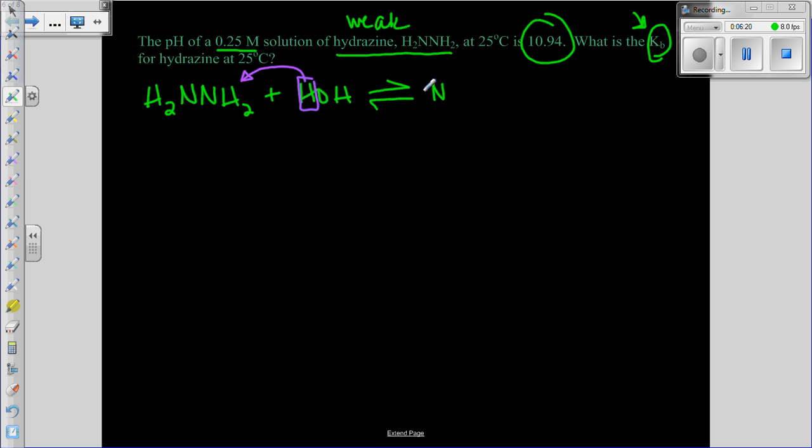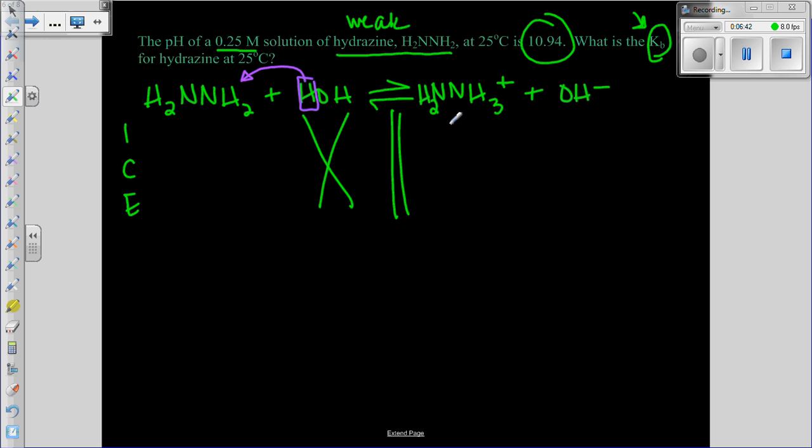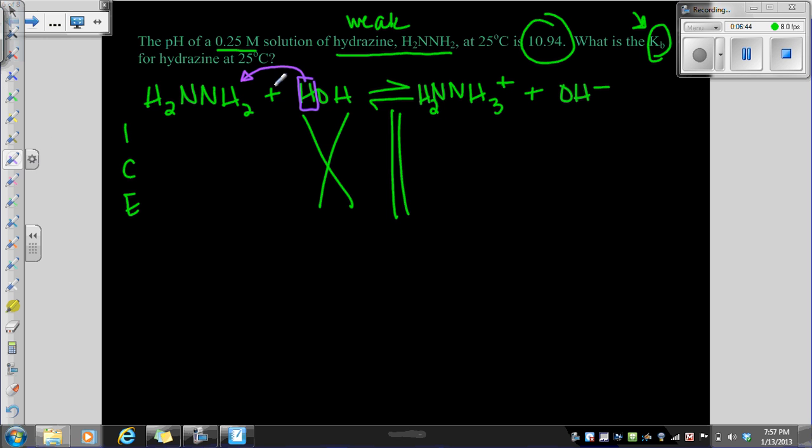Write the base as it is. So, H2NNH2, and then you're adding an additional hydrogen here. Now, this was neutral. You just added a proton, so this is going to be plus. And then you get hydroxide. So, initial, an ICE chart, Xing out water because it's not part of the expression. And then I'm substituting what I know.